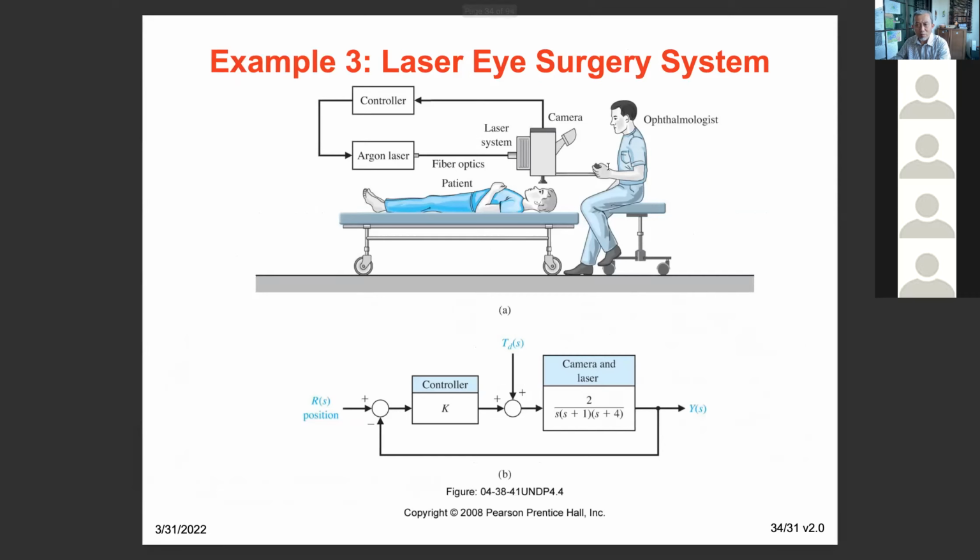Basically it is the job of the ophthalmologist, where they have the system with the camera, laser system, fiber optics, argon laser, and controller. For system ID, this is the main concern. Once you get the camera and laser model, which is a third order system, you can design the controller. Actually, it's a simple controller, a P controller. But don't forget that we have a disturbance, as I told you before, based on the signal to noise ratio. If the SNR is high, you can ignore the noise. So you can control the system well, provided that you know the mathematical model of the camera and the laser.